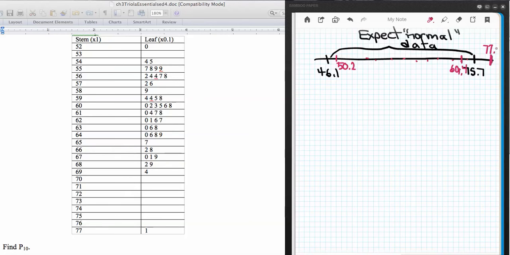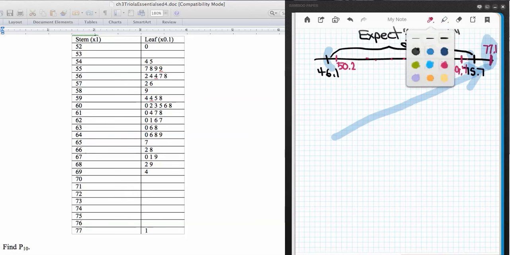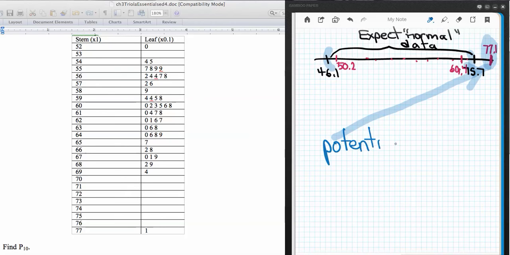And then I have this one out here at 77.1. And what you see is that this one at 77.1 lies outside my fences here, and that's a real problem. The data being outside the fence really is worrisome for us, and that right there is what signals this potential outlier. So this 77.1 is a potential outlier.